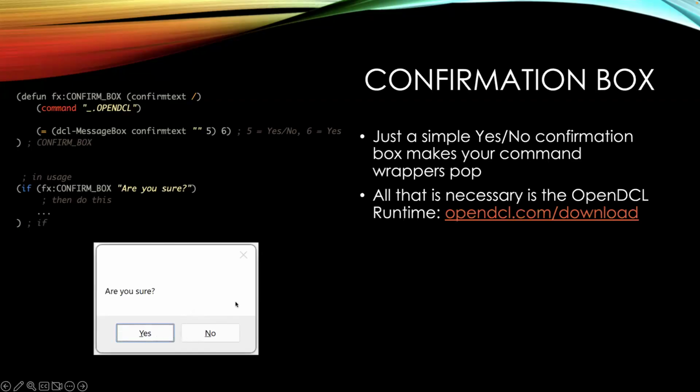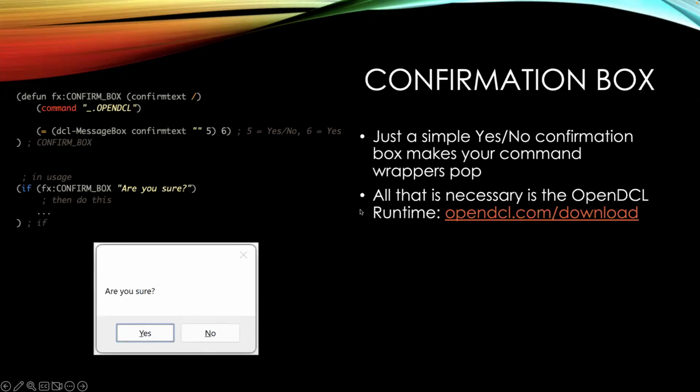That first example I showed, the eTransmit wrapper and the export wrapper, would be really nice if it said, are you ready to eTransmit? Yes or no? Just that. Wouldn't that be a nice pop? Well, here's how to do it. It's very easy to do.